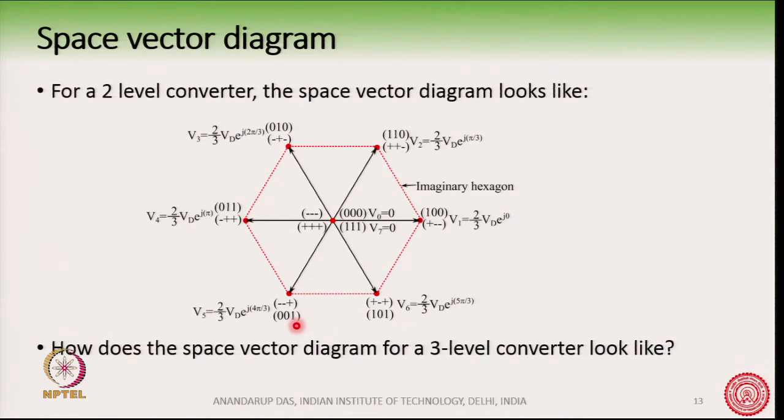You can see here that there are total 8 space vectors. There are 2 zero vectors here, which correspond to +++ or --- combination, whereas there are 6 active vectors like this, which have a switching state combination of something like ++- and so forth. The boundary of this space vector diagram is an imaginary hexagon. So, this we know already.